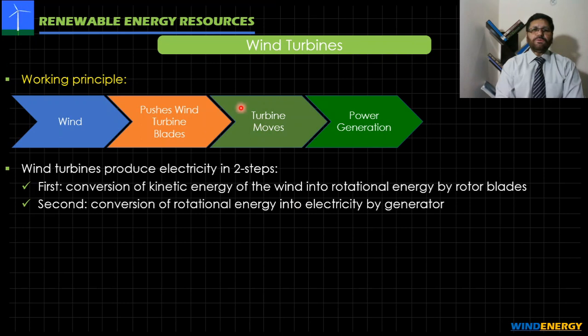Working principle of wind turbines: the kinetic energy in the wind pushes the turbine blades, which in turn rotate, and at the end we generate power. Wind turbines produce electricity in two steps. First, conversion of the kinetic energy of the wind into rotational energy by the rotor blades, and then conversion of rotational energy into electricity by the generator.